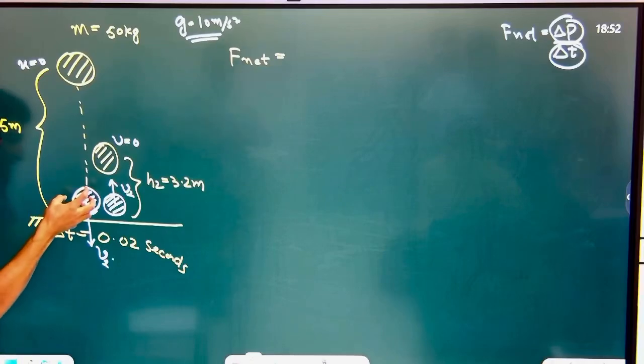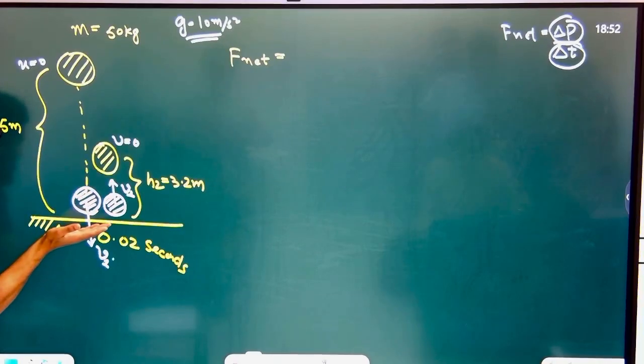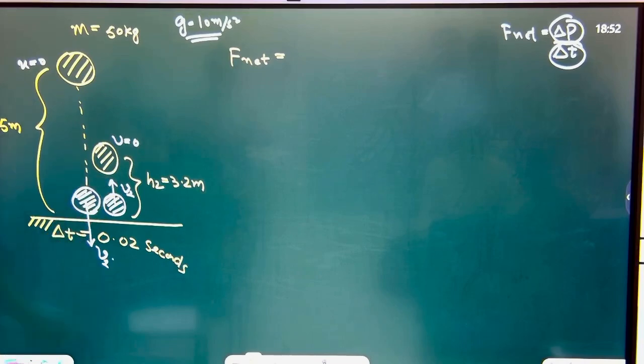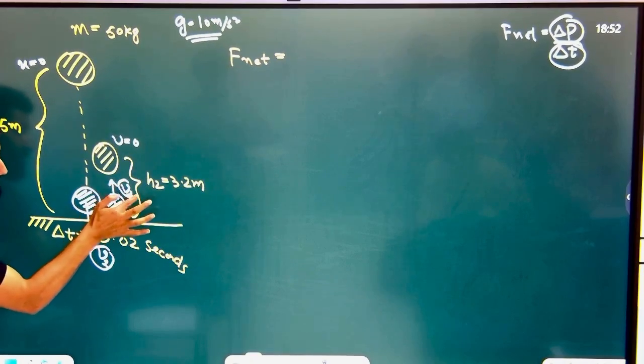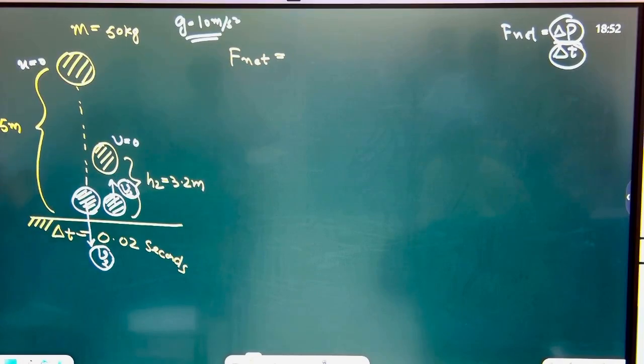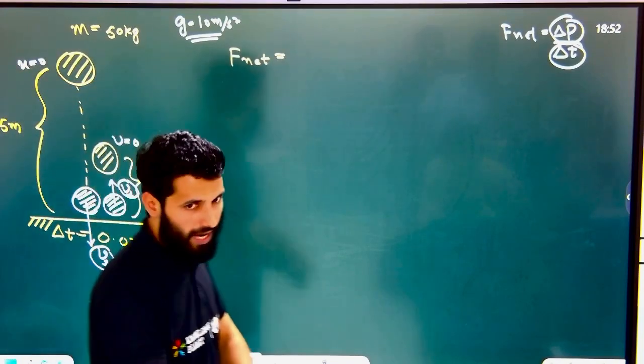It's just before the ball touches this surface and just after the ball rises up. Understood? We have to find the change in momentum. But for that we need the velocities v1 and v2. If anyone doesn't know how to do free fall, pay attention.